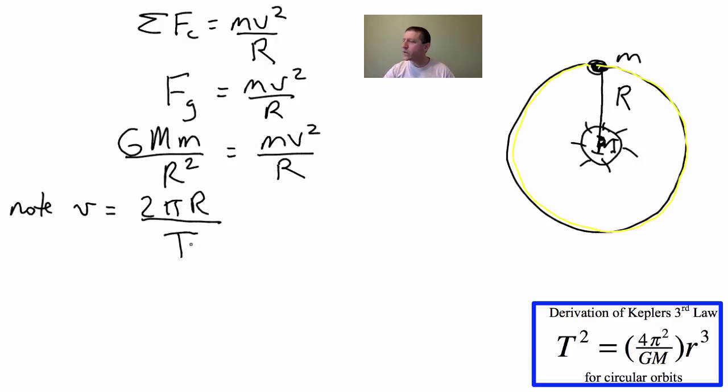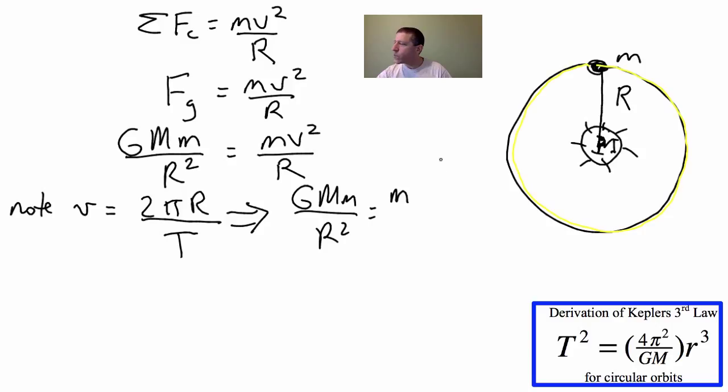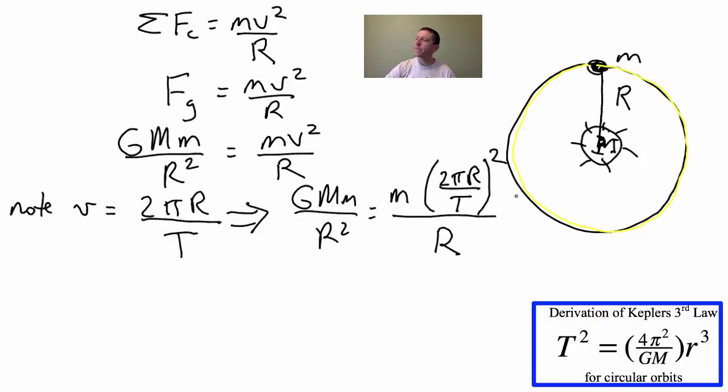So let's go ahead and do that. This will lead to big G, big M, little m over r squared equals m times what we just found out, 2 pi r over the period, squared, over r. Okay. So now let's just do some cancellations here. We can get rid of the mass of the planet. The mass of the planet does not matter. And let's go ahead and multiply through here so we can do some more cancellations.